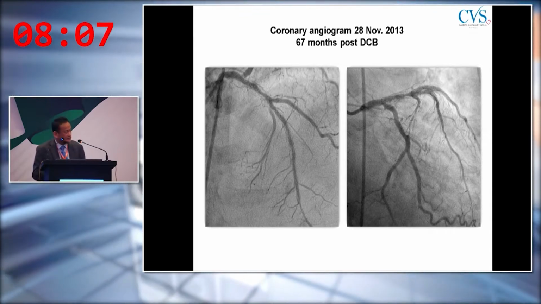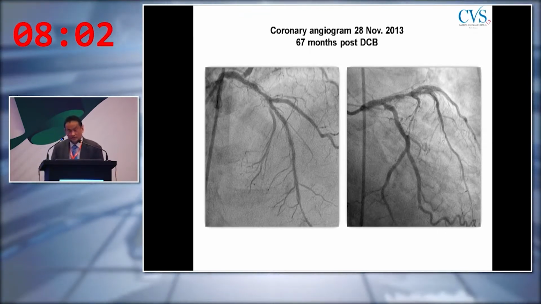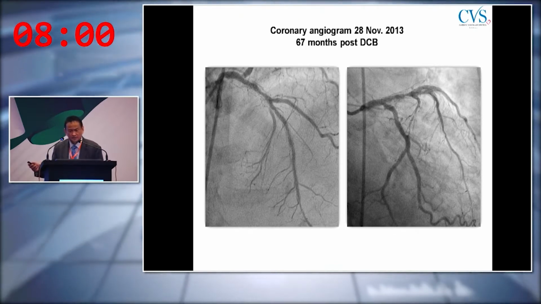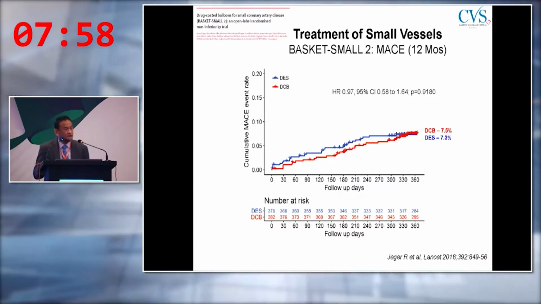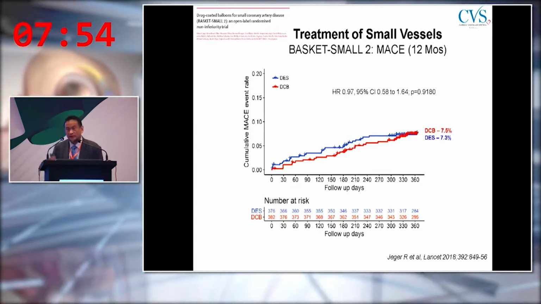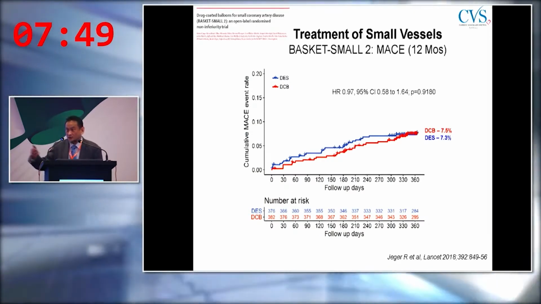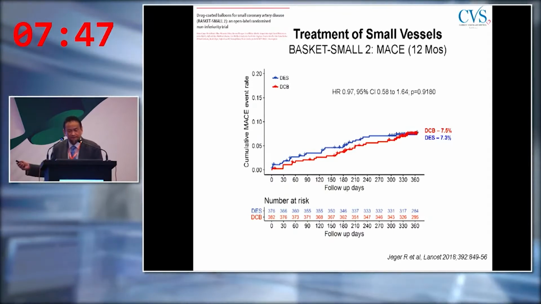So this is something that shows you that if it's used properly, the chances of it lasting long is very good. So ISR, no questions about it. We have data now for small vessels, comparing vessels of 2.75 and smaller with the DES, and it's comparable at 1 year, and when it was carried on to 3 years, it was still similar.